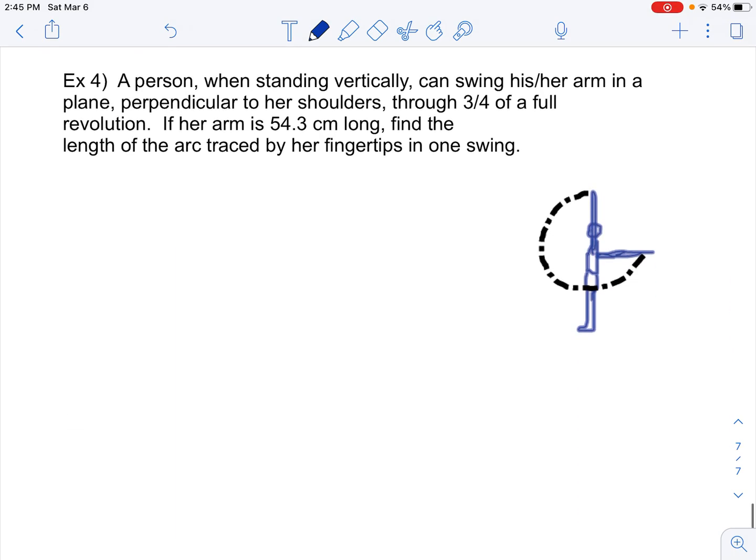Again, we've got a picture there. You can't do a full circle, but we're trying to figure out how big is that arc that is traced out by the tips of the fingers. That arc is the arc length, so we're going to do S equals R times theta. We know the radius, your arm, which is acting as the radius in this picture. The arm is 54.3 centimeters. We know that the angle is 3/4 of a full circle or a full revolution.